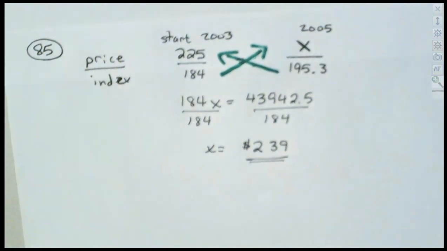So that tells me in 2005, I should pay $239 for the same amount of electricity that cost me $225 in 2003. So it went up a little bit. Maybe we've got a little bit of time left. We're going to do one more. Let's look at 88.